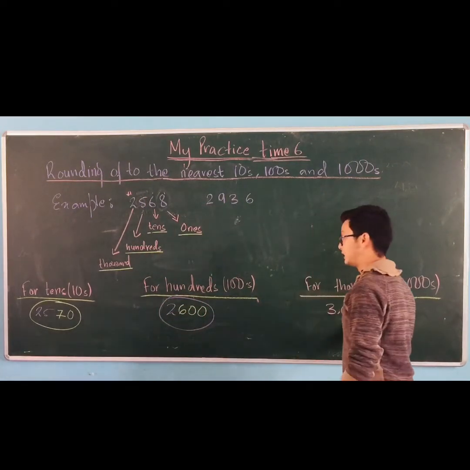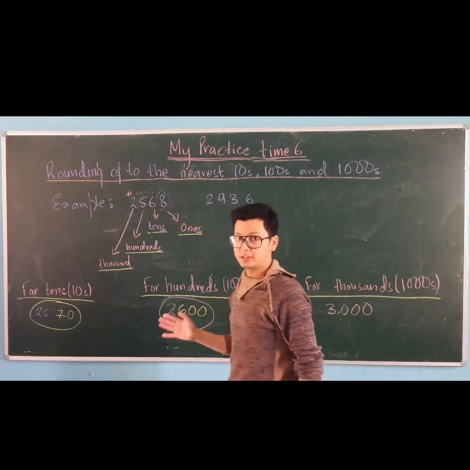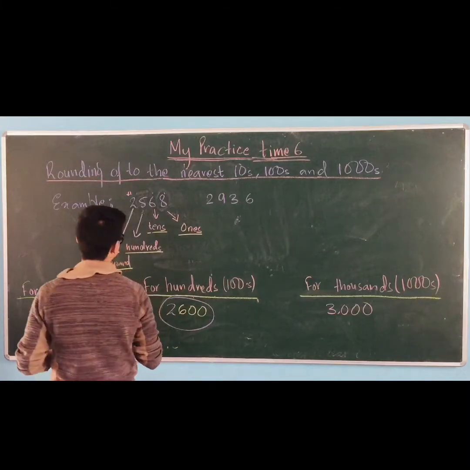Okay, so this is the rounding off for thousands. Now what if the number is less than 5?